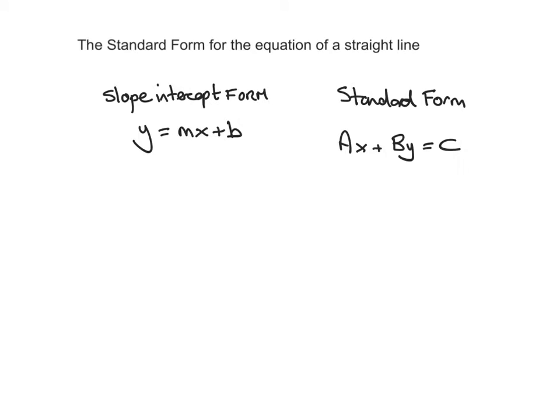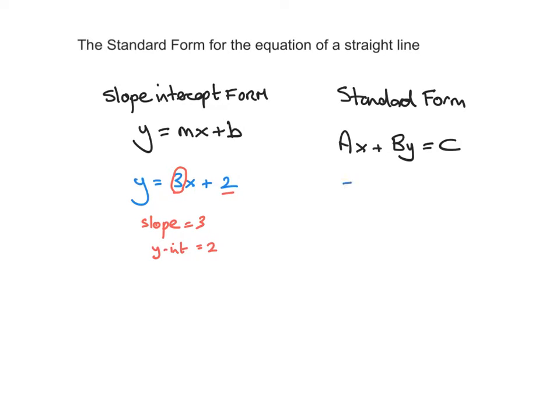With y equals mx plus b, if we had an equation y equals 3x plus 2, we know the slope is the value there, slope equals 3, and the y-intercept is the value here, which equals 2.